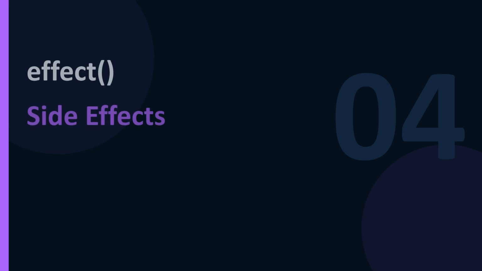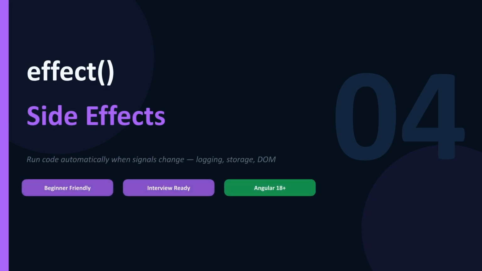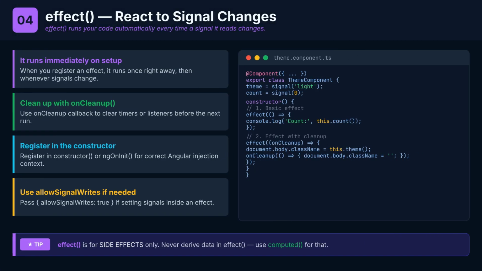Module 4 introduces Effect for side effects. This allows you to run code automatically when signals change, handling tasks such as logging, storage updates, or DOM manipulation. Effect runs immediately on setup and whenever signals change. You can clean up resources using onCleanup.